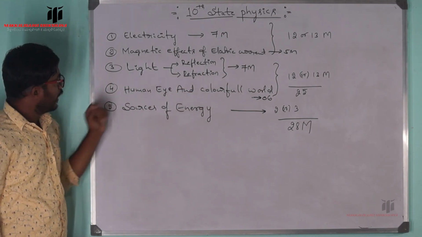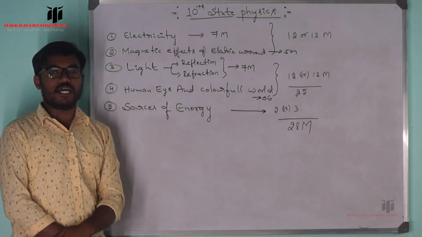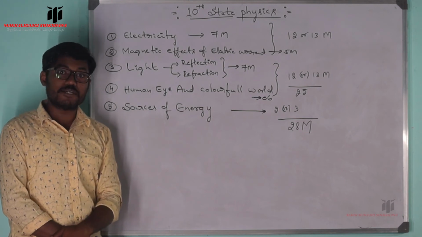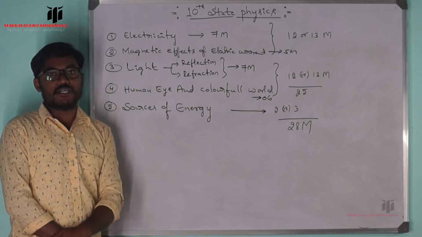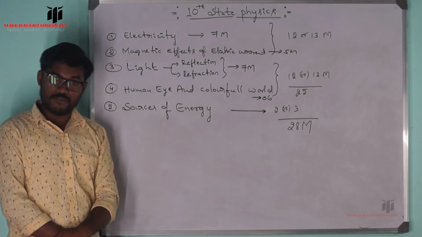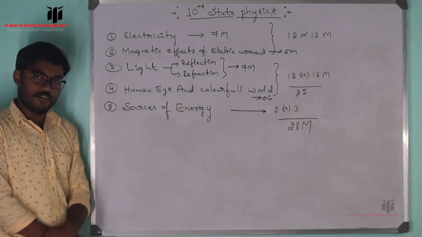And in case of the human eye and colorful world, in case of the human eye, if the light is passed through our human eye, how the image is formed, how we can see the near object and how we can see the far object, and what are the defects we observe in the human eye, that we will discuss in case of the human eye.